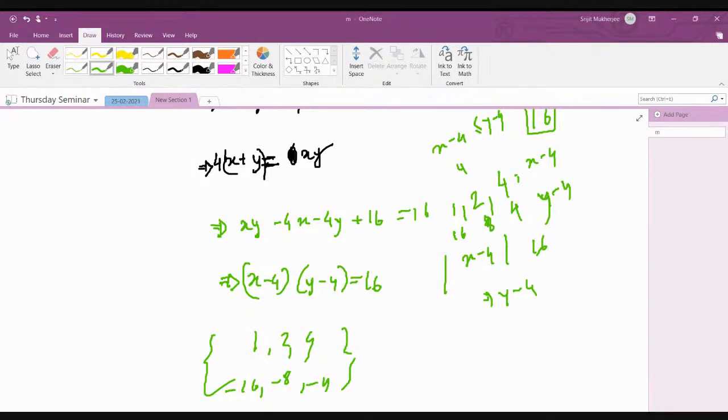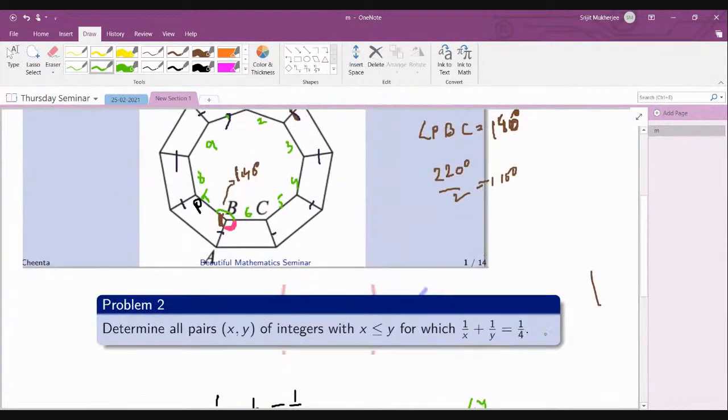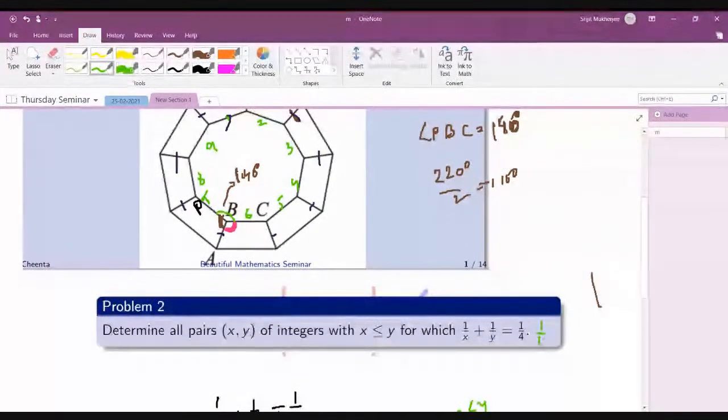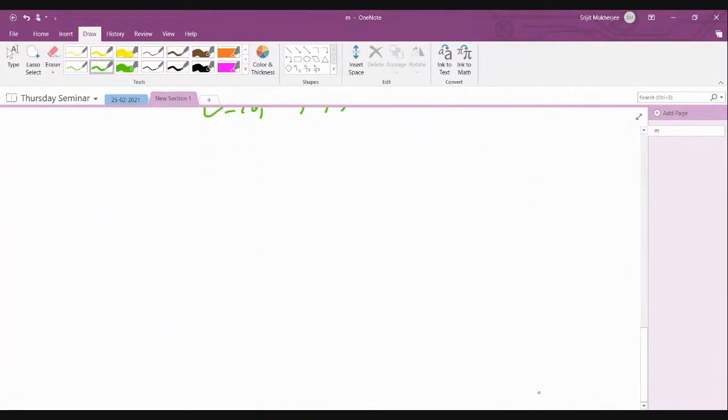Okay, so now we will generalize the solution. In this problem, we will replace 1/4 by 1/d, any integer. Let's see what can happen over there.